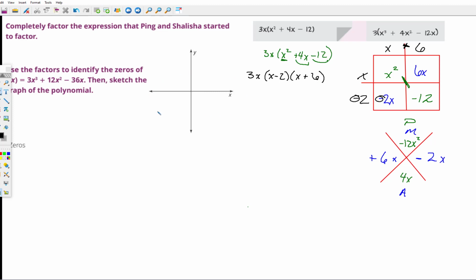How would I figure out where I cross the x-axis? How would I find my x-intercepts? Well, you say each of these equal to 0 and you solve. So x equals 0, and we bounce at 0. X equals 2, and we bounce at 2. X equals negative 6.